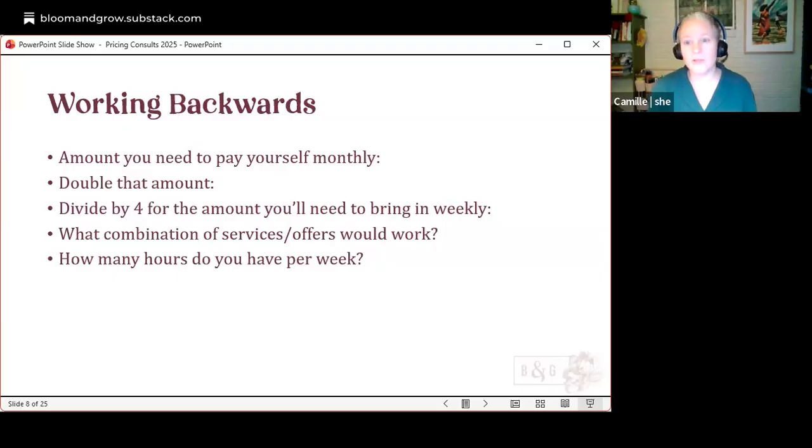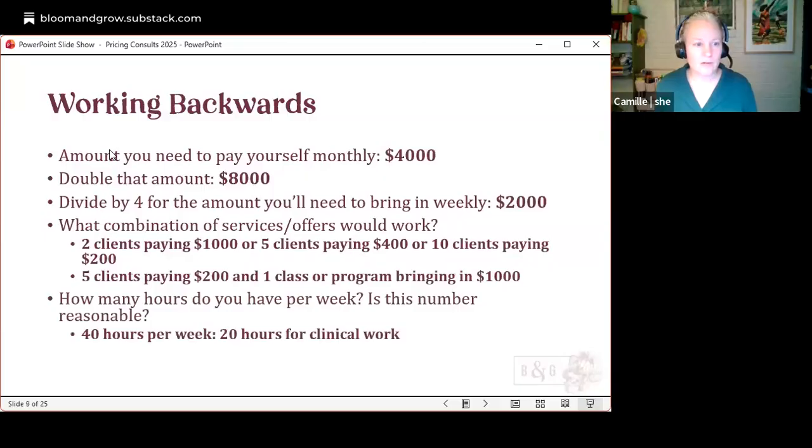But you need to think through what's reasonable given your current practice, or you need to have a plan for how to fill in those spots. Okay. So I just ran a little example here. If you wanted to pay yourself $4,000 a month, you would need to make 8,000 total approximately. That means you need about 2,000 a week. So you could have 2 clients weekly who pay 1,000. You could have 5 clients paying 400, 10 clients paying 200, or you could do some combination of like a class and a couple of clients or what have you.